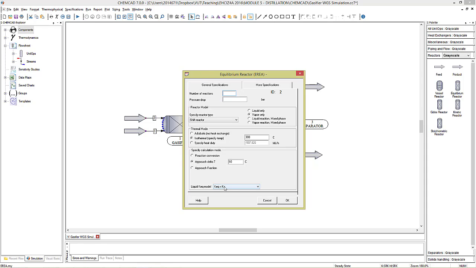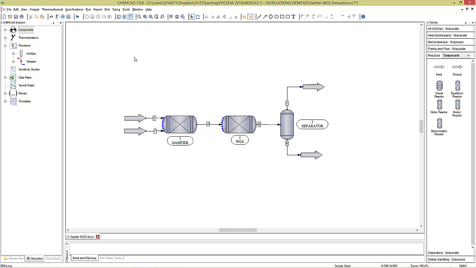Going back to the general specification, the liquid, our reaction is vapor only, so we will not have to worry about the liquid equilibrium constant. So we are in the vapor only. We will be operating at higher temperatures. So the assumption is even the water will be in its vapor phase, as this reaction occurs only in the vapor phase. So you have to specify the vapor phase. Okay, I'll specify the initial temperature as 300, and then I close the simulation, and then we can run the simulation and see what comes out.